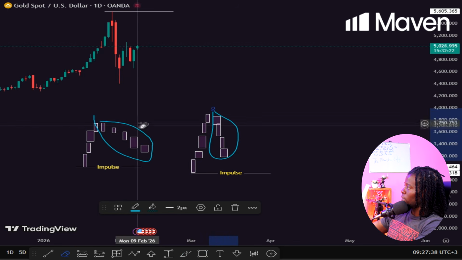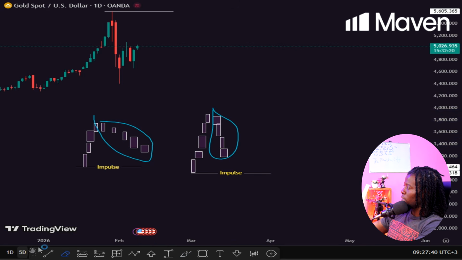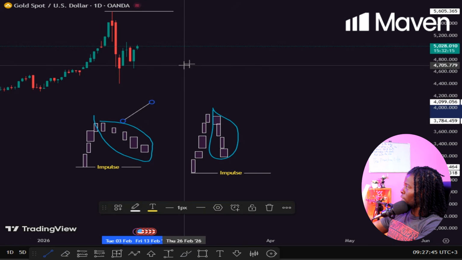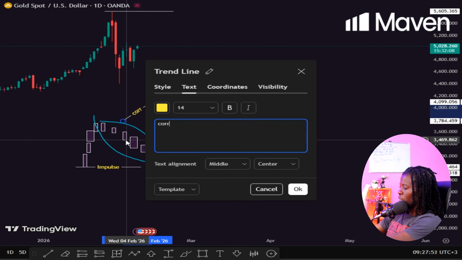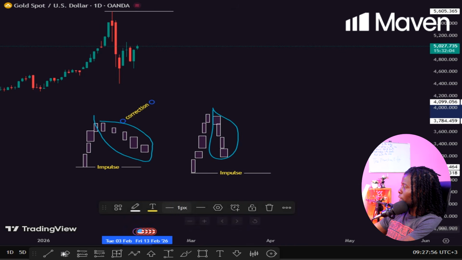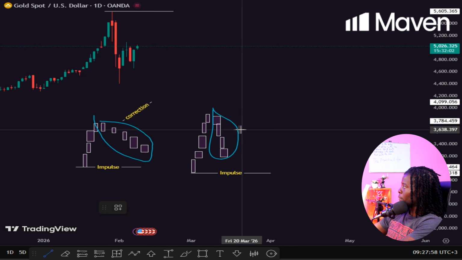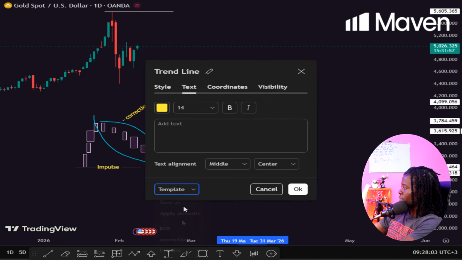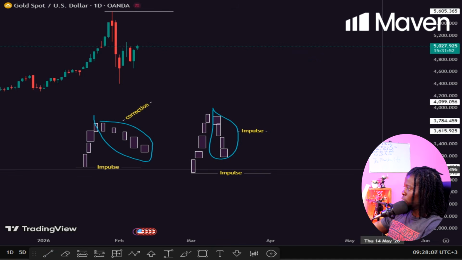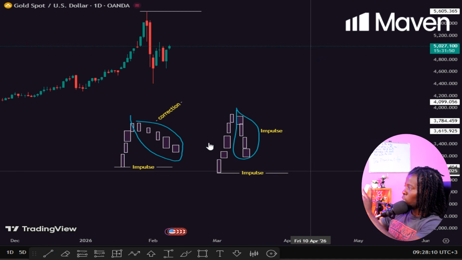Let me delete this, or rather let's just say we can have this right here, and then maybe call it a correction. You can say this is a correction or a pullback. Yeah, all right. And then now this angle right here, if you look at it, that's an impulse phase. That's an impulse phase. I don't know if you guys can get what I'm trying to say.